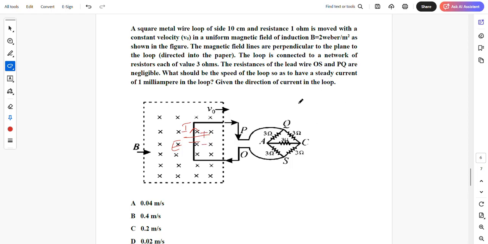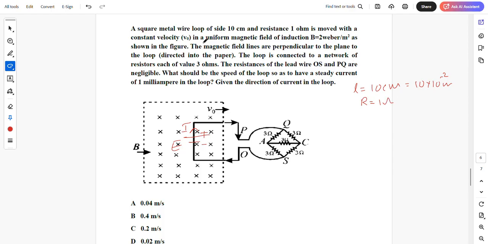Now a square metal wire loop of side, they have given the side length as 10 centimeter, and that is 10 into 10 to the minus 2 I can write. And they have given resistance 1 ohm, and it is moved with a constant velocity. Our resistance is 1 ohm.